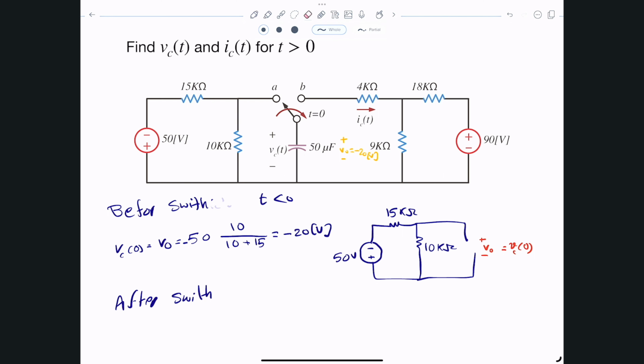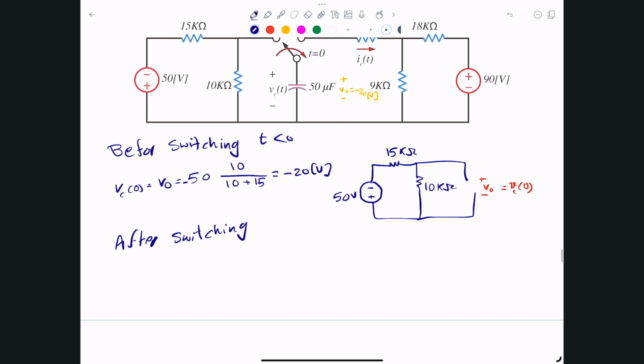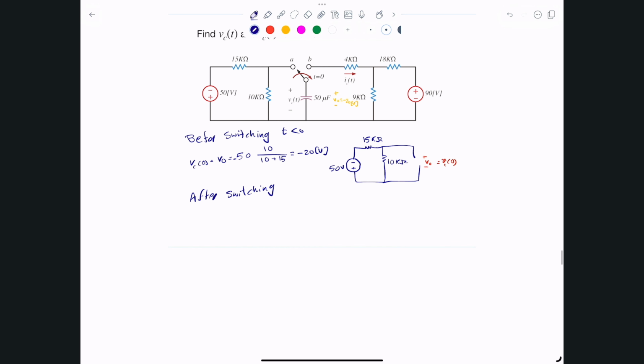Let me just correct it. I think what I did in here, switching, okay? So right after switching, what happens right after switching? Right after switching, I'll have a different circuit. So let me just draw that.